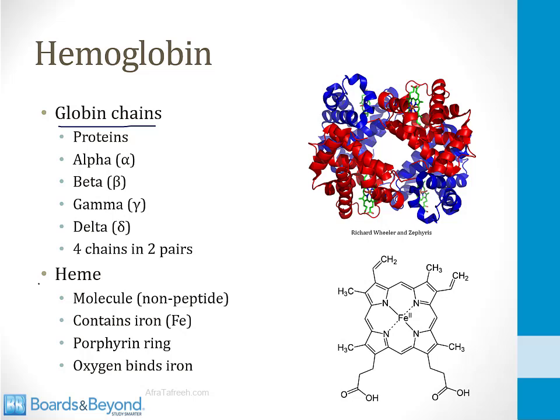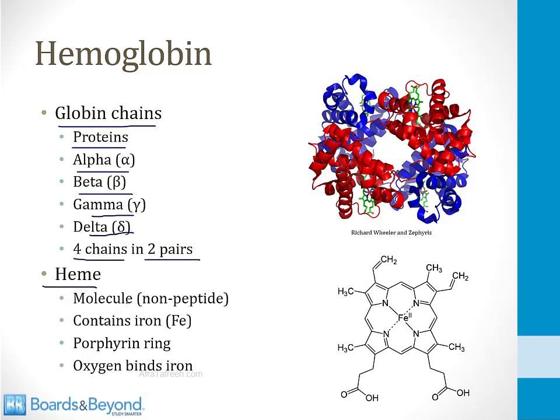Hemoglobin is made up of globin chains and heme. Globin chains are large globular proteins, and there are several different kinds that are used to make the molecules found in our red cells. There are alpha globin chains, beta chains, gamma chains, and delta chains. And all hemoglobin molecules are made up of 4 chains in 2 pairs.